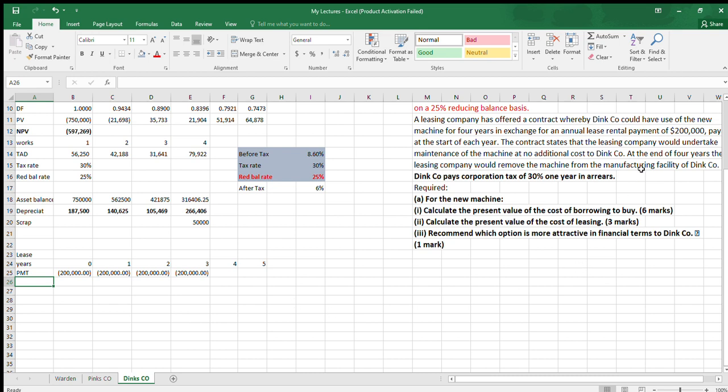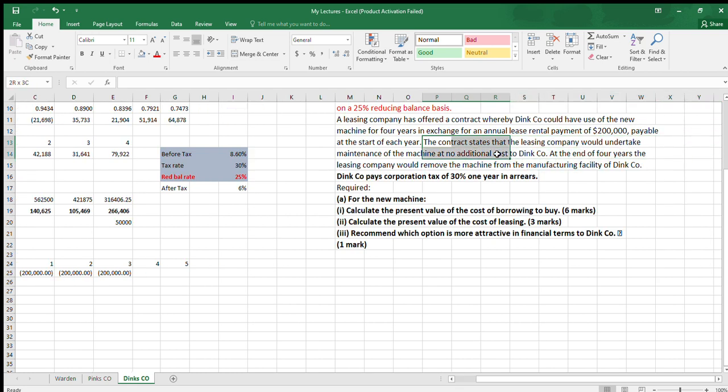Now, the question is saying the contract states that the leasing company would undertake maintenance of the machine at no additional cost to Dinks, meaning that the organization that will lease the asset to Dinks will do the maintenance themselves without Dinks incurring any cost. So there is no cost of operation. So at the end of the 4 years, the leasing company would remove the machine from the manufacturing facility of Dinks.